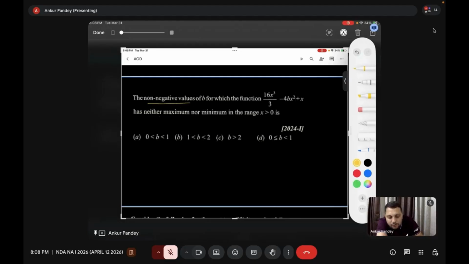The non-negative value of b for which the function, this is the function, with cube, x square and x, has neither maximum nor minimum in the range x greater than 0. So you will say, sir, for that the critical point should not come anywhere with x greater than 0. Yes or no? So your answer is, sir, differentiation of 16 by 3 x cube is 3x square, minus 4b x square is 2x, plus 1. Clear?